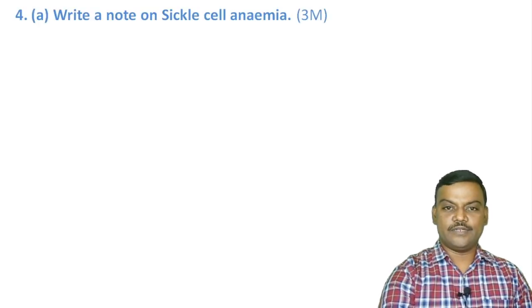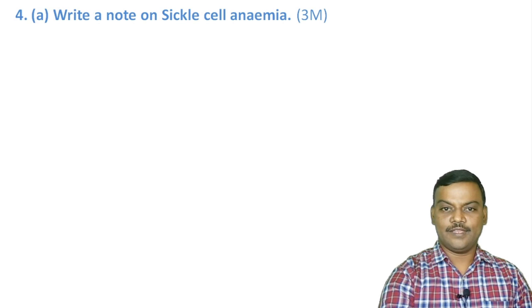The next question is a split question. In the final examination, you will get split questions from genetics like this. The fourth question is question A: Write a note on sickle cell anemia. It is a 3-mark question.